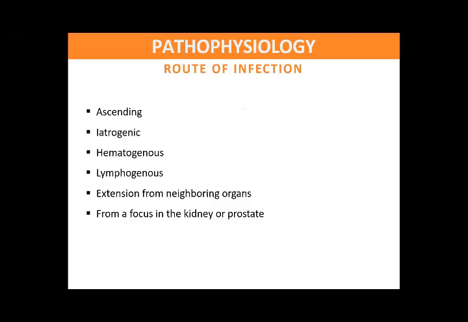Recurrent infection is usually an ascending infection that spreads from the urethra to the upper urinary tract, especially if your patient is immune compromised, with diabetes and other diseases which reduce immunity.